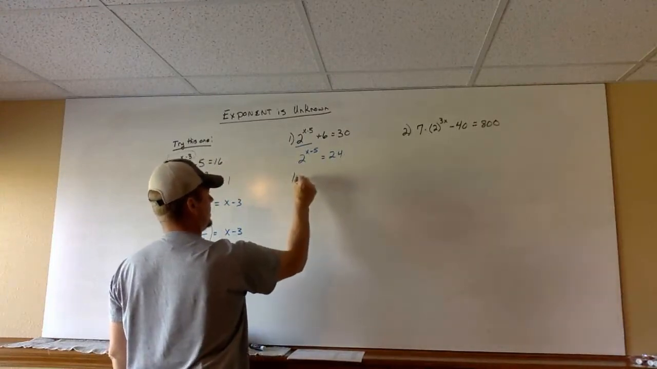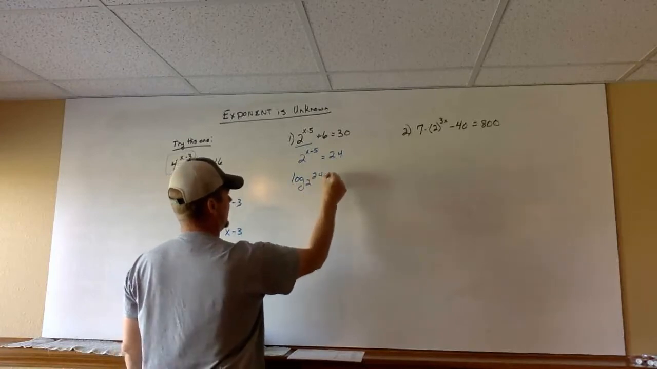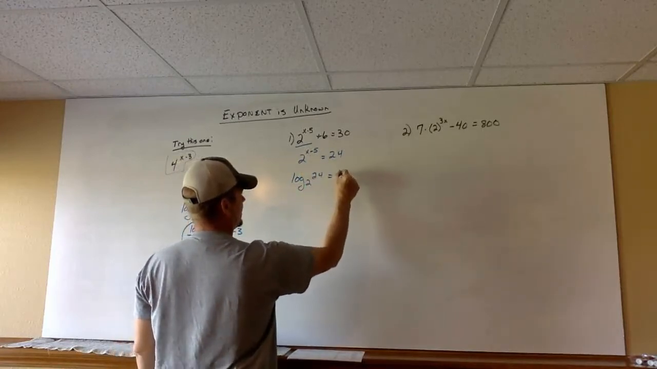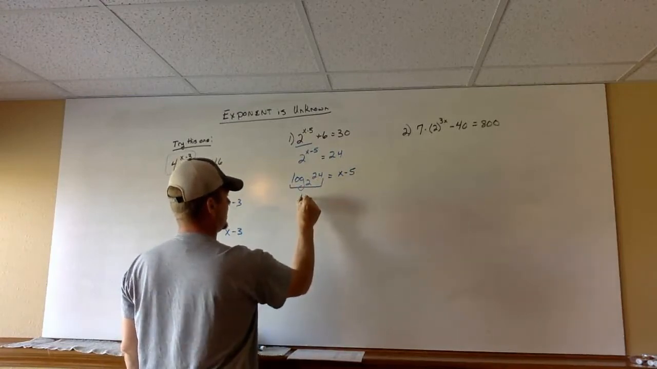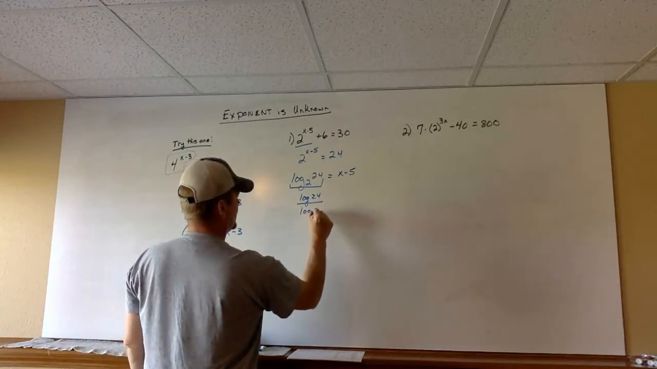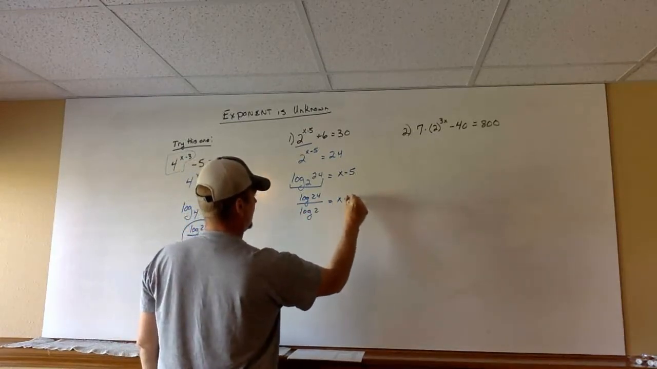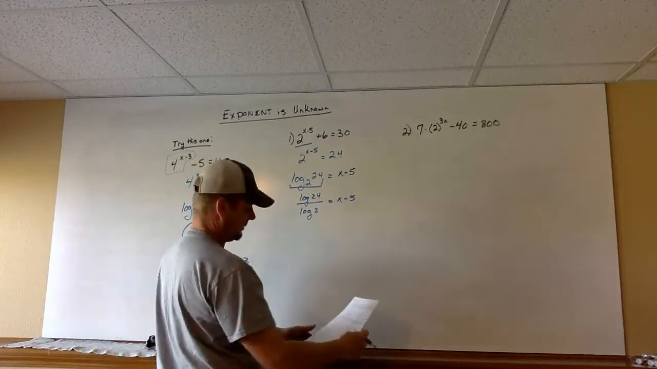So this is going to be log base 2 of 24. Logs equal that exponent, x minus 5. And then I'm going to have to do a change of base here, which is log 24 divided by log 2. That's what x minus 5 equals. I'm going to type this into my calculator, and I can't do it without my calculator.